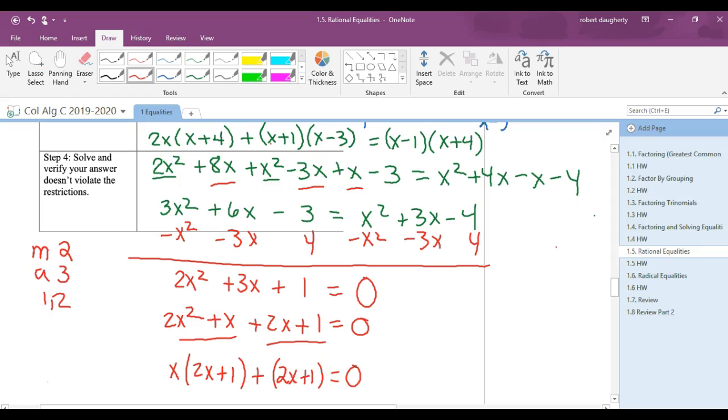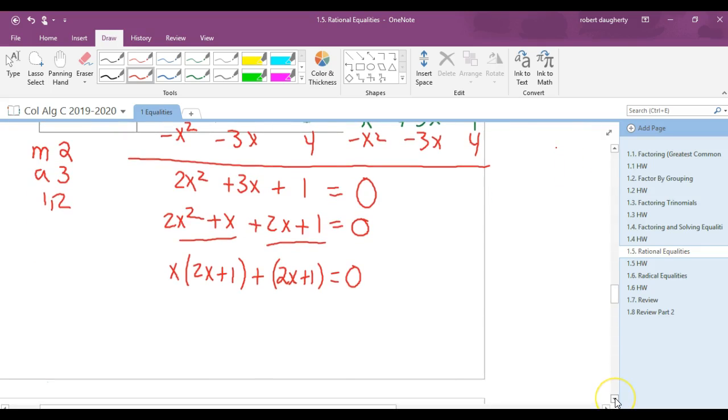Now, what's the final factorization here? x plus 1 times 2x plus 1 equals 0. So what does x equal? -1 or -1/2?